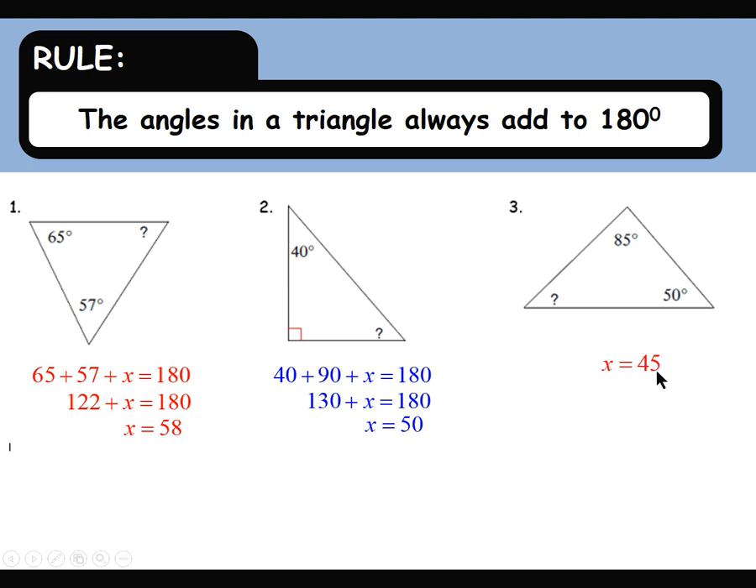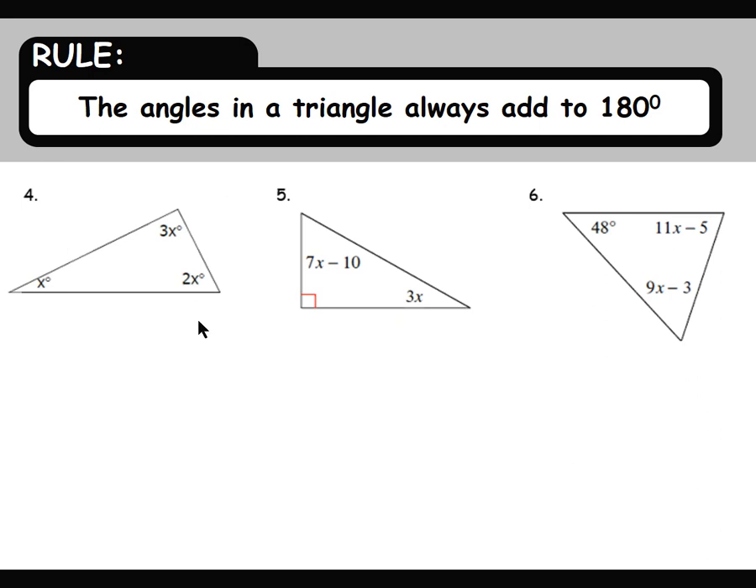Now, many of you have already found a shortcut by doing this and say, hey, I don't have to write out this equation. I just take out my calculator and do 180 minus 50 minus 85, and it tells me that missing angle. And yes, that absolutely does work for these problems. When our problems get more complicated in just a few moments, that system won't work. But for these easy ones, if you know two of the angles, just subtract them both from 180, and whatever's left has to be the third angle.